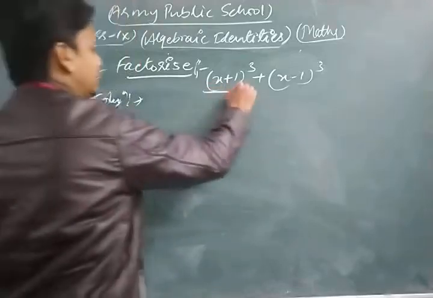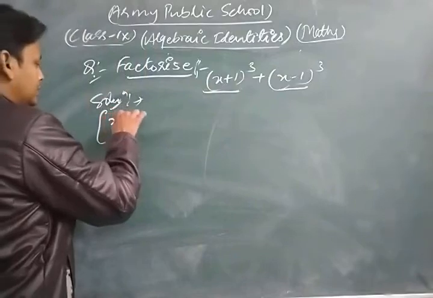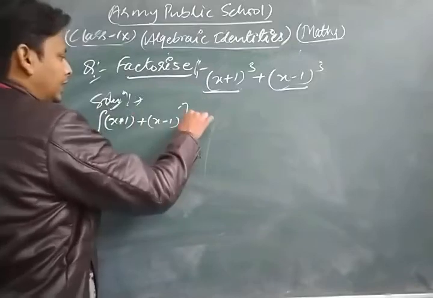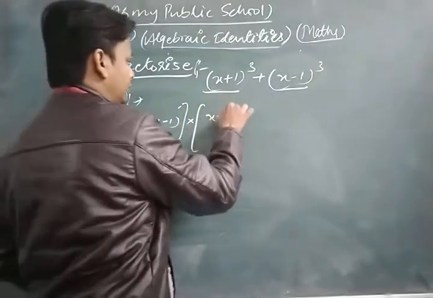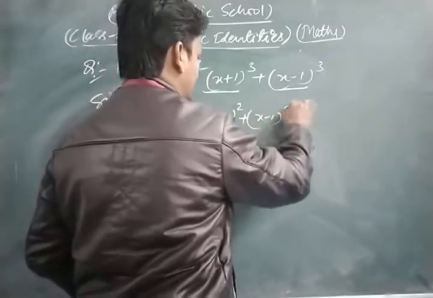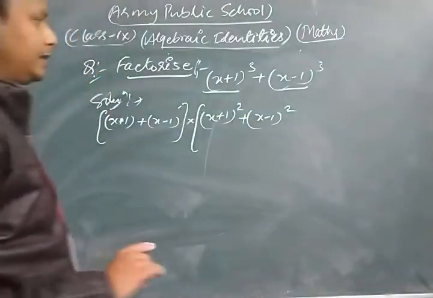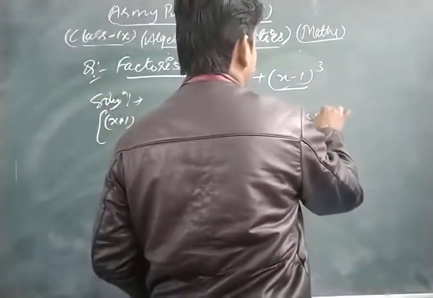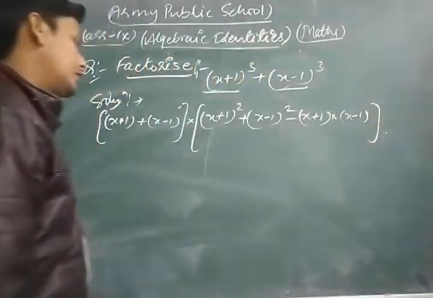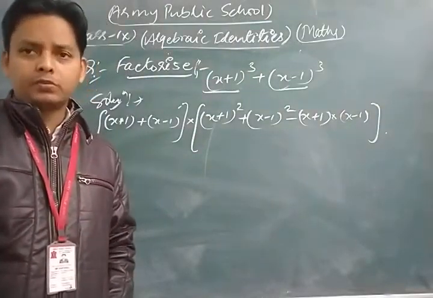Okay, this is a, this is b, so a cube plus b cube equals a plus b in one bracket into another bracket, a square plus b square minus ab. Okay, a square plus b square minus ab. This is the identity. Here we apply the identity of a cube plus b cube.